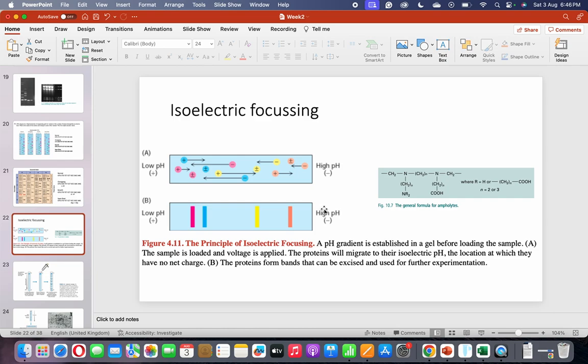And then when we add our sample in this, the protein will migrate in the electric field until it reaches its isoelectric pH. At the isoelectric point, the positive and negative charges on any molecule are equal, so net charge is zero. So it will no longer move in the electric field. Okay. So based on this isoelectric point, we can now separate the molecules. Here, proteins migrate to the isoelectric pH, the location at which they have no net charge. Okay, so this is a different way of separating molecules.